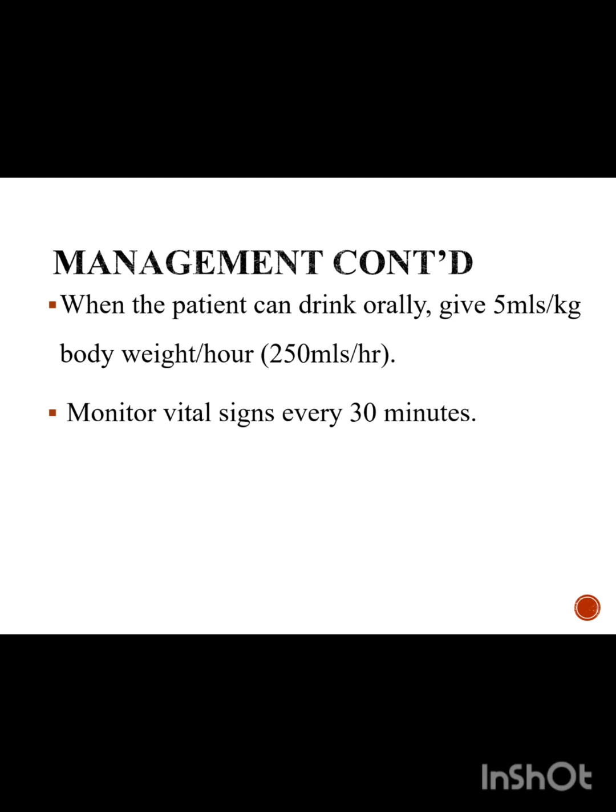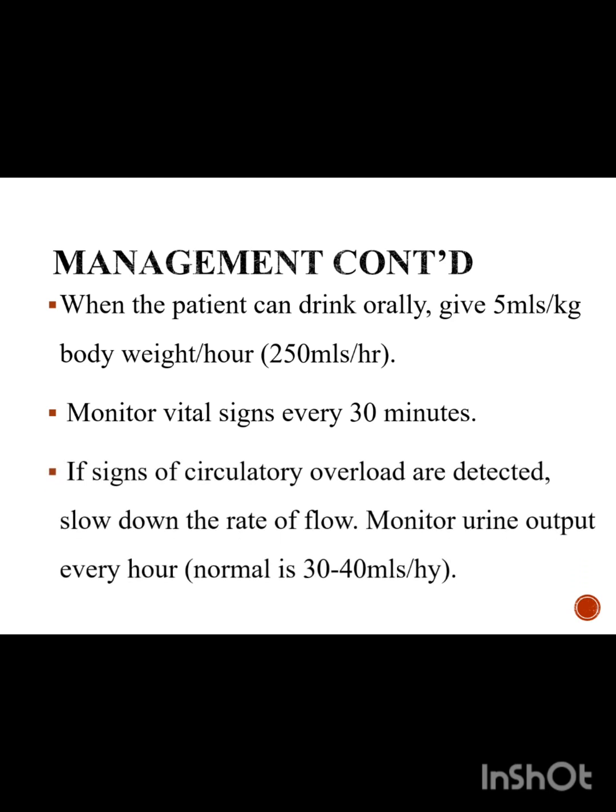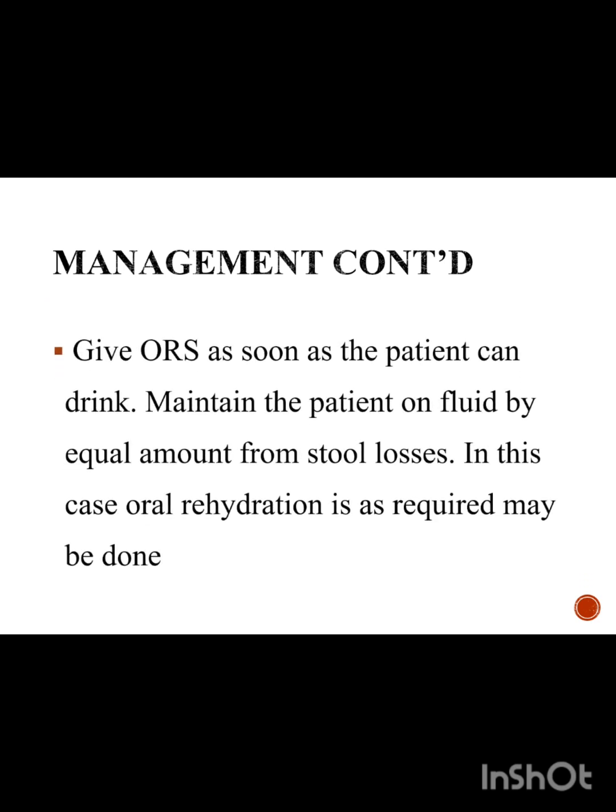Remember, this patient may go into circulatory collapse, so as you are giving fluids, you are also checking vitals to see if they are improving or not. If signs of circulatory overload are detected, slow down the rate of flow. Try to reduce the input so that you monitor, because this can also be another problem. Then you can give ORS as soon as the patient is able to drink, so that you maintain the fluid input as well as the output.